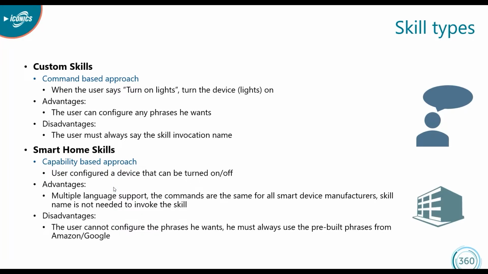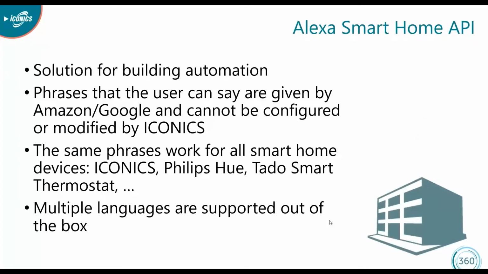The smart home skills are a little more restricted in the kinds of things that you can ask, and obviously, because the name implies, they apply to home automation type skills. So it's a fixed set of commands that you can issue that relate to the kinds of things that you can control in a home or building situation. But the advantage is that because these are known pre-built phrases, you don't need to know what the skill name is when you're asking the question, and multiple languages are supported out of the box, and the same commands are used across all the smart devices from all different manufacturers. So for example, with the Alexa smart home skills, this could be used for building automation scenarios.